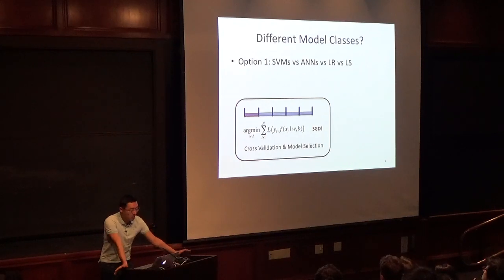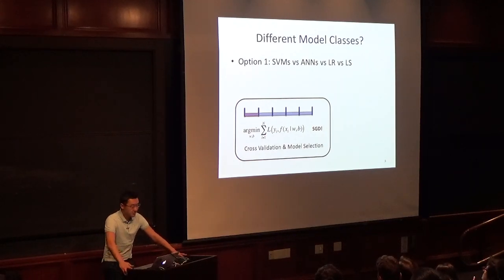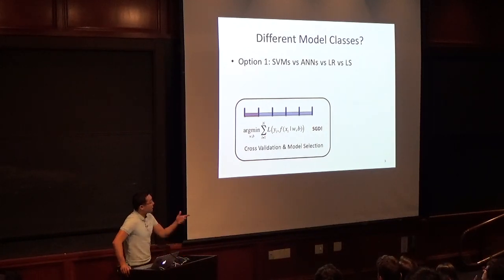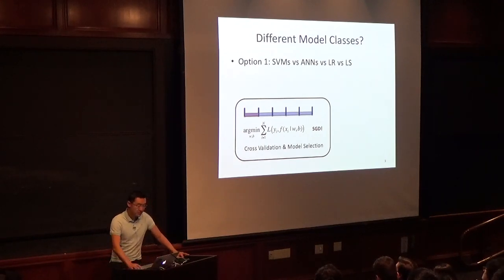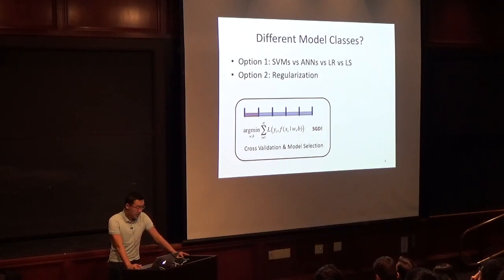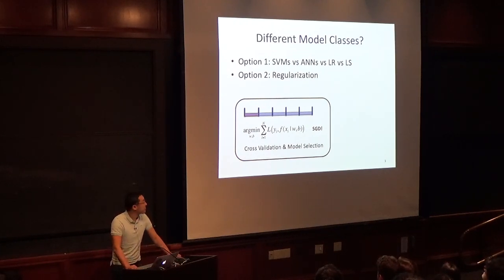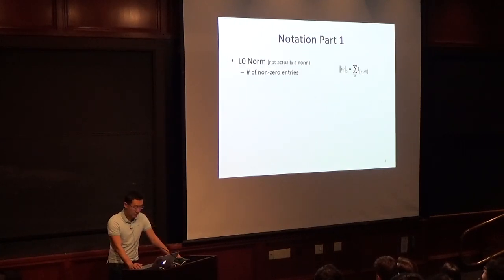Option 1 blends together the model class and the loss function a little bit, with different learning approaches like SVMs versus artificial neural nets versus logistic regression versus least squares linear regression. Option 2, which will be the focus of today, is regularization. So how do we actually choose different regularization strengths as a form of model selection?